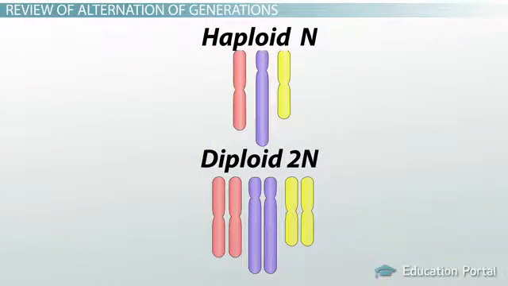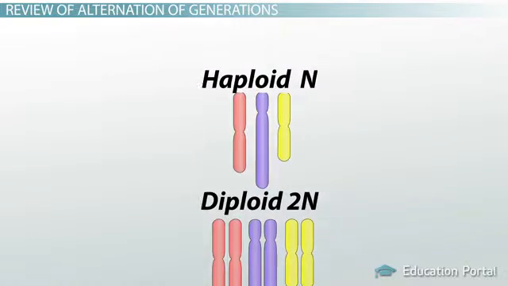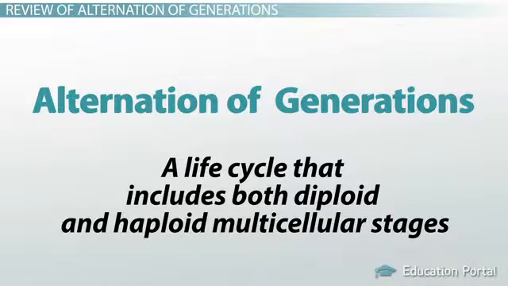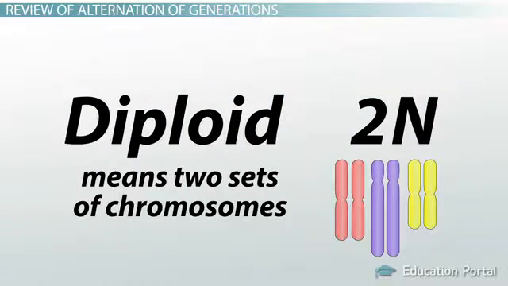We already know that many plants go through a life cycle that alternates between diploid and haploid, but let's review some basic aspects of this before looking at how gymnosperms go through this process. Alternation of generations is a life cycle that includes both diploid and haploid multicellular stages. Remember that diploid means two sets of chromosomes and is commonly abbreviated as 2N, where the N stands for chromosomes.